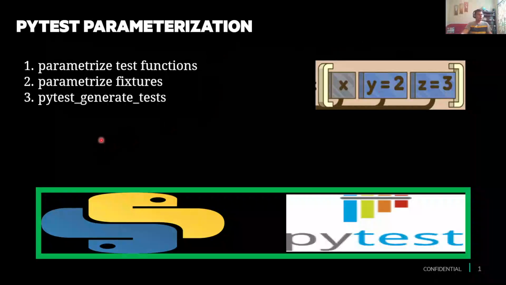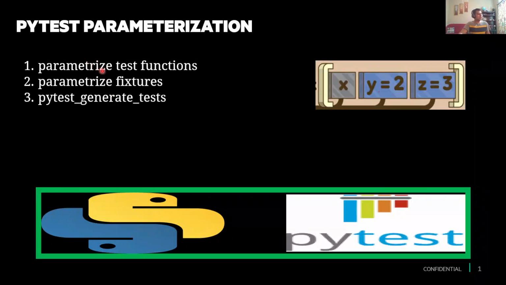Today we'll be talking about Pytest Parametrization. We will be seeing three different ways to parameterize our test functions. We will be covering the parameterized test function, the fixture, and then using the pytest_generate_tests hook function. So let's start uncovering them one by one.